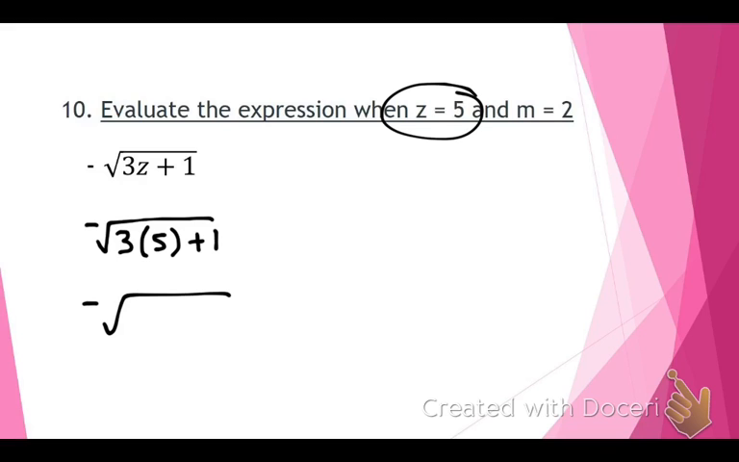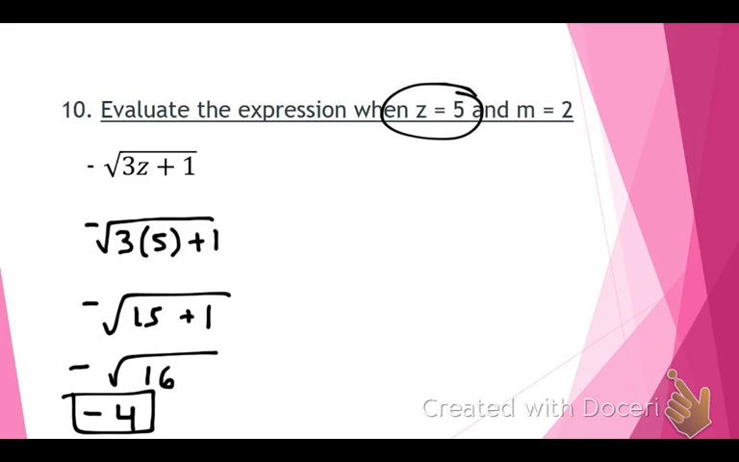Okay, so negative, keep everything, let's work what's underneath it. What's 3 times 5? 15, and then just bring down your plus 1. What is 15 plus 1? 16. Okay, negative square root of 16. So once again, we know our answer is going to be negative. And what's the square root of 16? 4. So your answer is negative 4.